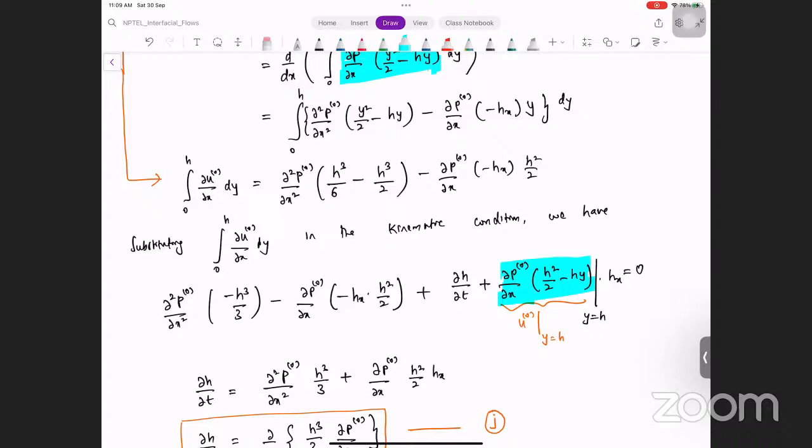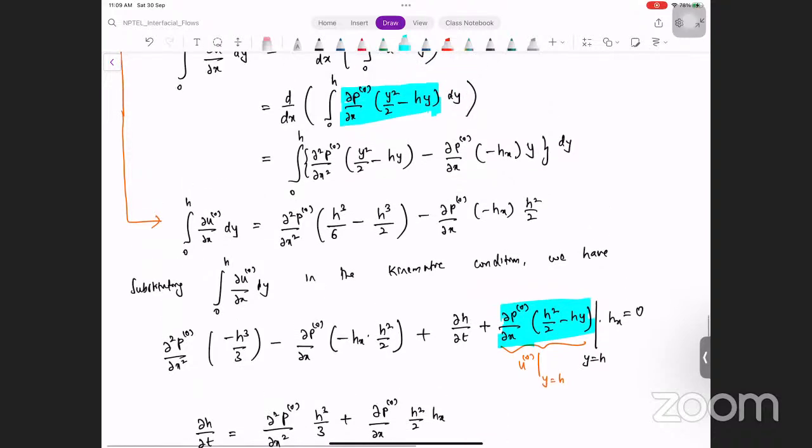where you have highlighted the blue color, this blue color. If you put y equals to h, then there will be no term... I mean, the h square by 2 term should not come actually. Second term and fourth term will be cancelled out, sir, if we kept y equal to h.